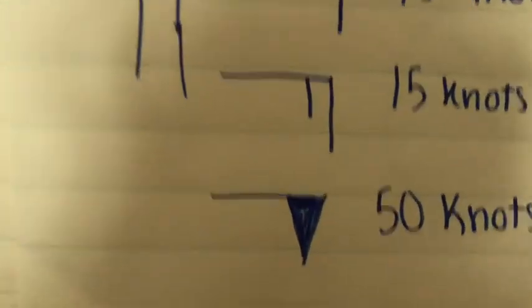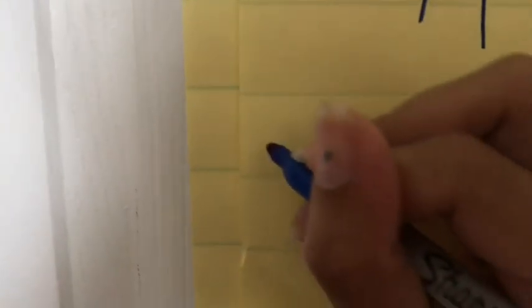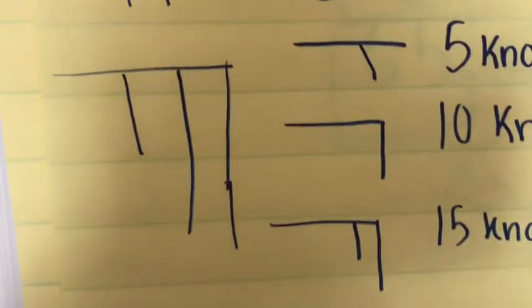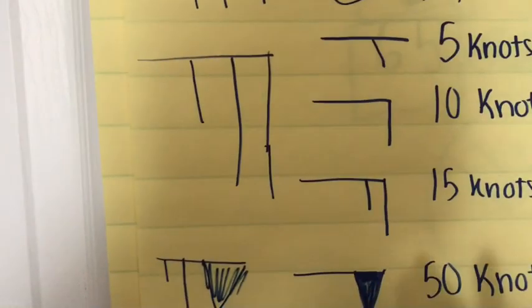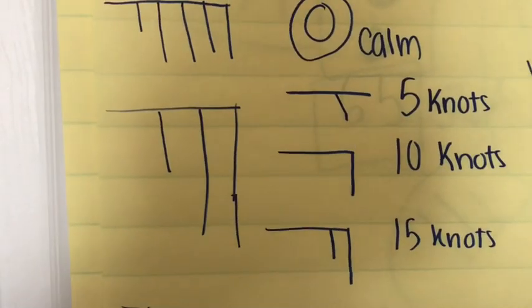30, 35, 40, 45, and once you get to 50, it's going to look like a triangle. All right, so 50, 60, 65. See, so really it's just a breakdown. Got to memorize what the 50 looks like, what the 10 looks like, and what the 5 looks like, and then you can pretty much do anything you want with the wind speeds.